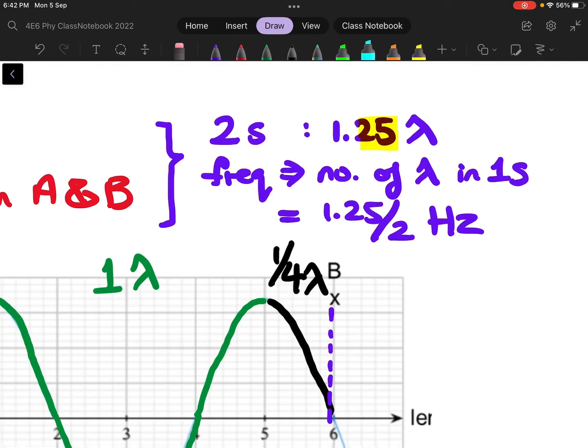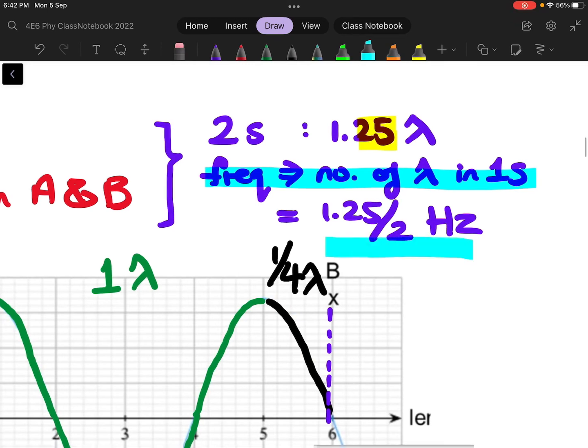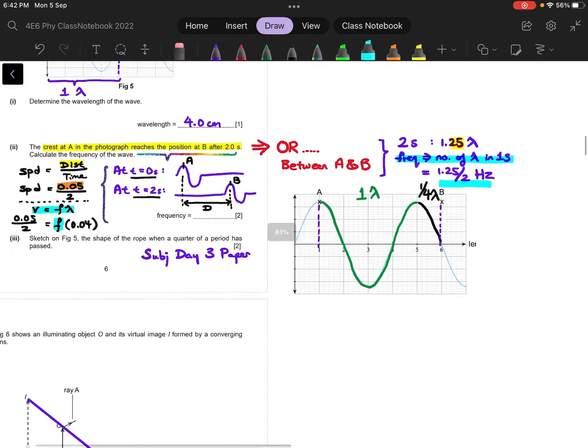If you know the definition of frequency clearly, frequency is defined by the number of complete waves made in 1 second. So if I make 1 1/4 waves in 2 seconds, I can find out my frequency just by the ratio method. So this is one way of solving it.